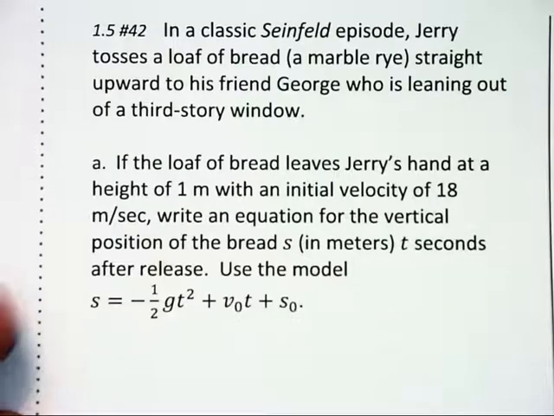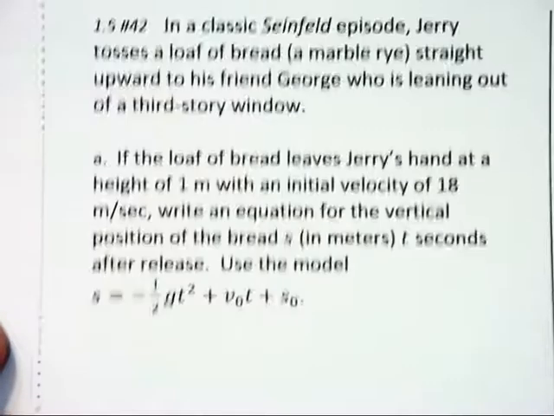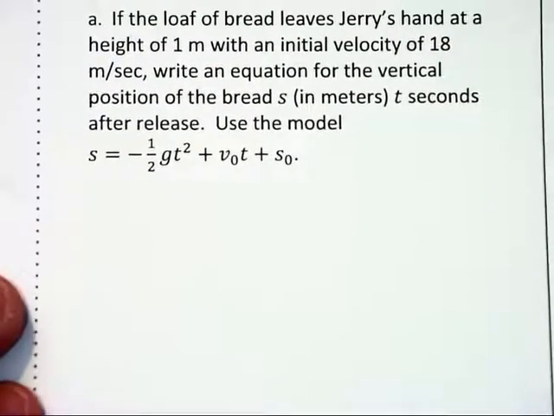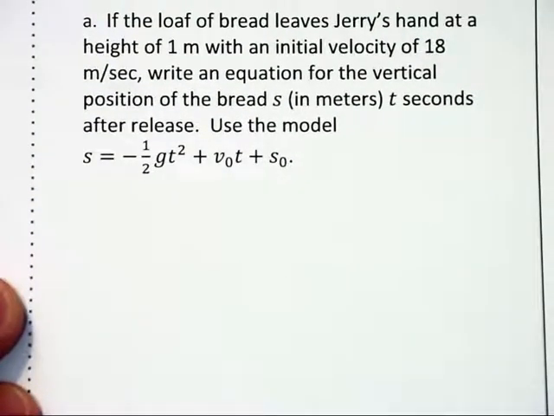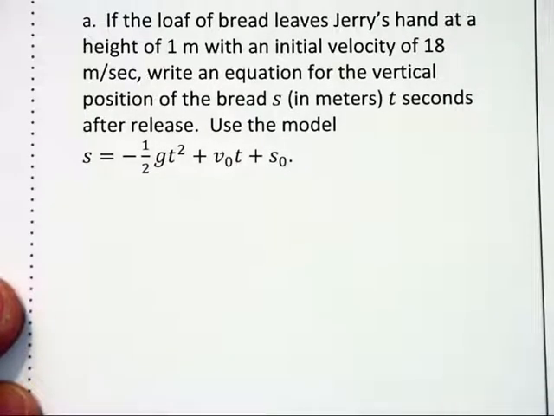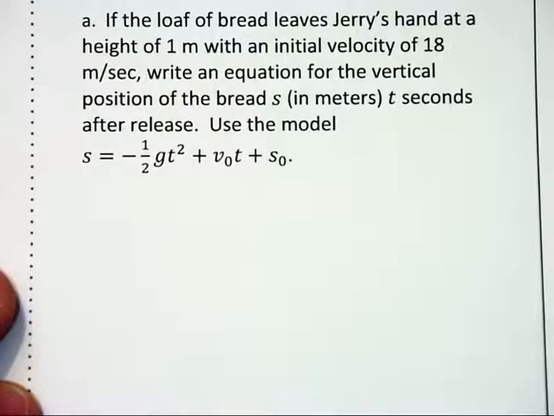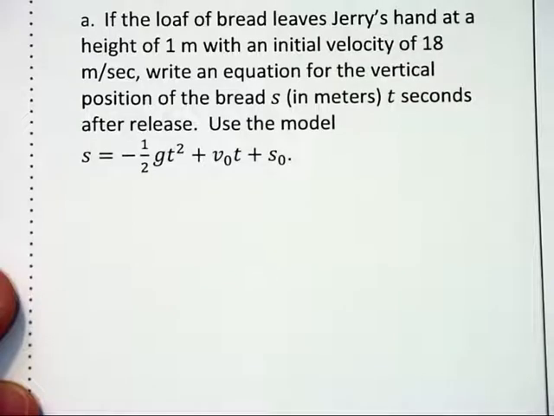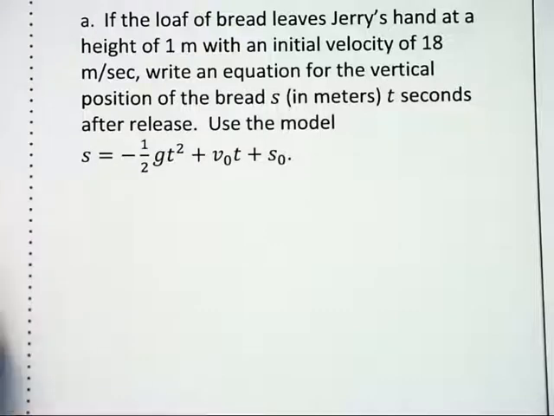Okay, let's take a moment and look at this problem. In a classic Seinfeld episode, Jerry tosses a loaf of bread, a marble rye, straight upward to his friend George, who's leaning out of a third-story window. Okay, that's just a scenario. We don't need that for this problem. If the loaf of bread leaves Jerry's hand at a height of 1 meter, that's probably because his hands or shoulders are about a meter off the ground, with an initial velocity of 18 meters per second, write an equation for the vertical position of the bread, s, so s will be our vertical position in meters, t seconds after release.